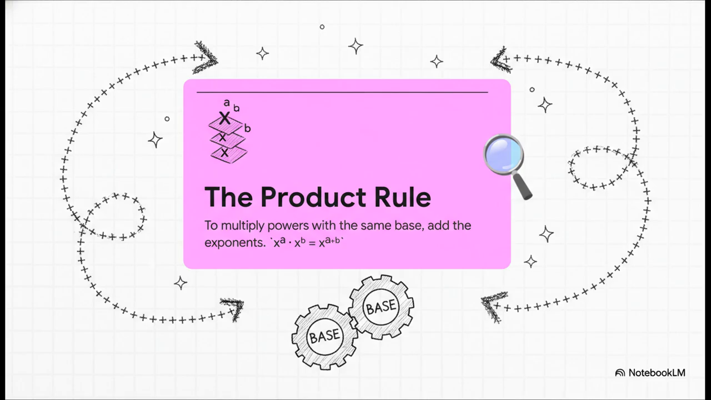When you're multiplying two powers and they have the same base, that x in our example, all you do is keep that base the same and just add the exponents. That's the key thing to remember. Same base, you add the powers.